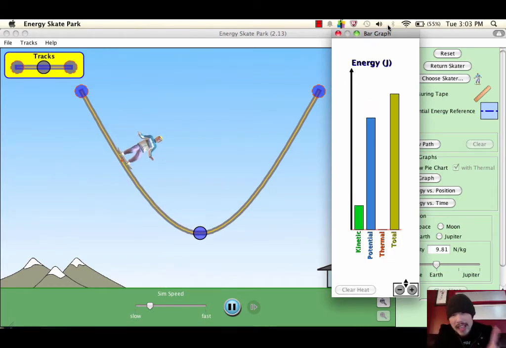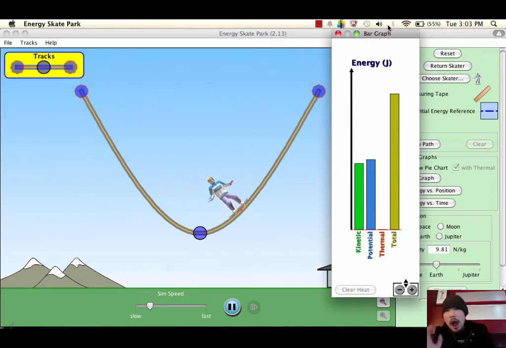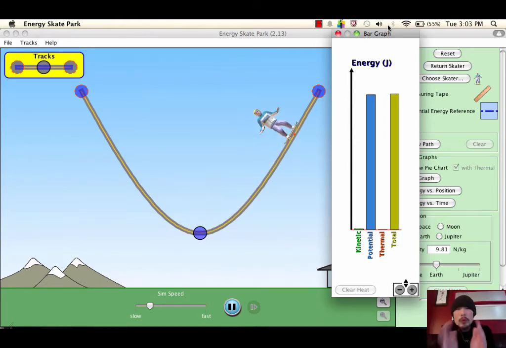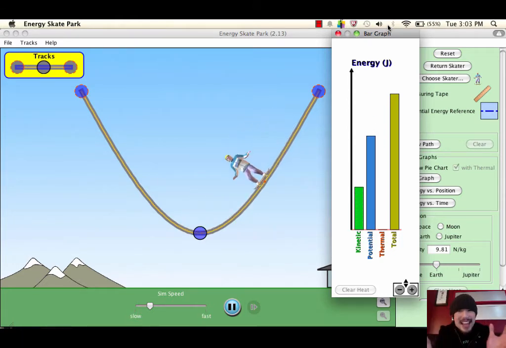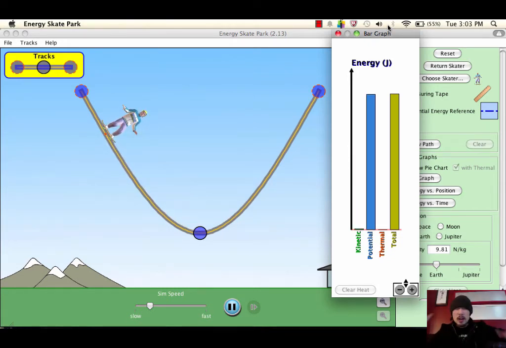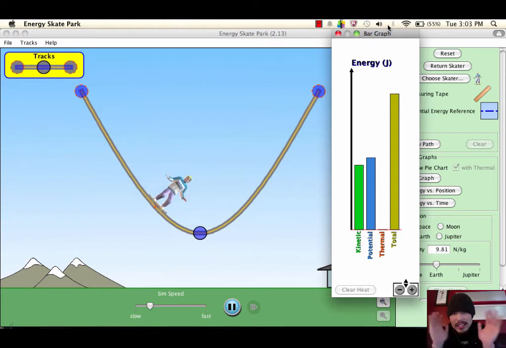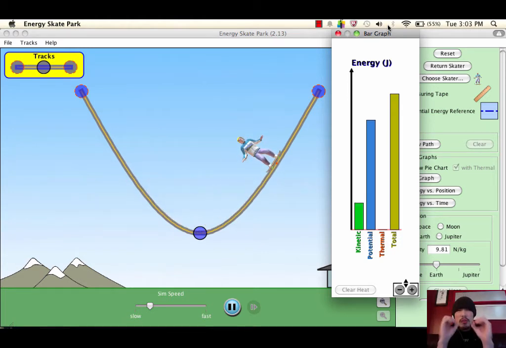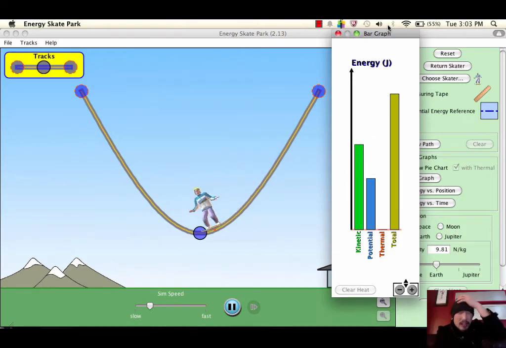When this man is at the peak, he only has potential energy, and that's because kinetic energy, the word kinetic means motion. Alright? Now, at the peak, he is not moving. There is zero motion, zero velocity. So he has zero kinetic energy.